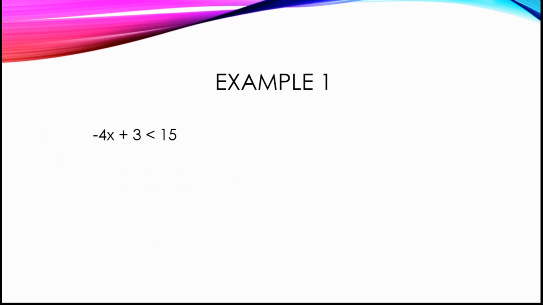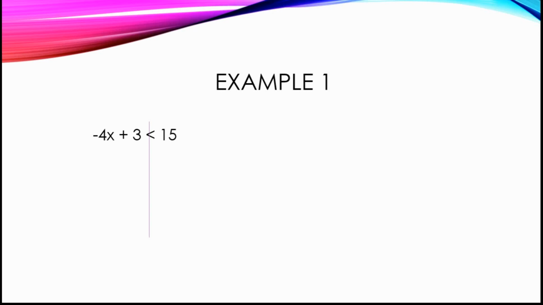So the first one, we have negative 4x plus 3 is less than 15. So the very first thing we want to do, just like we did with equations, is we're going to draw a line to separate our two sides. So instead of drawing the line through the equal sign this time, since there is no equal sign, we're going to draw it right down the center of that less than symbol.